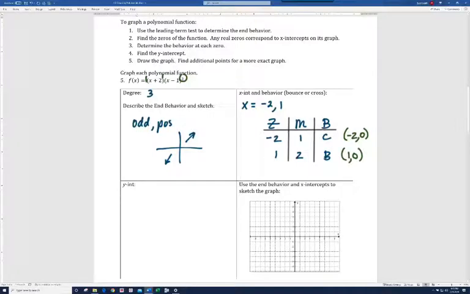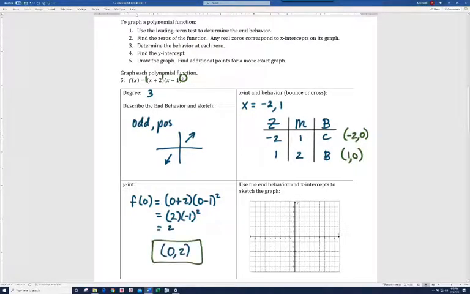The y-intercept can easily be found by just finding f of 0. And so we're going to get 2 times -1 squared. Well, -1 squared, that's what we need to do first here. That's 1. Times 2, we're going to get 2. And so the y-intercept is the point 0, 2.